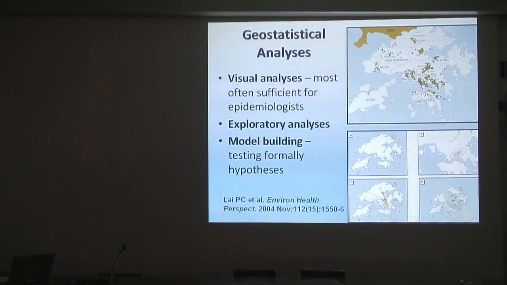The next step is quantitative model building that requires geospatial statistics, and this kind of analysis produces models. There is an example of model building of the same case of severe acute respiratory syndrome in Hong Kong.